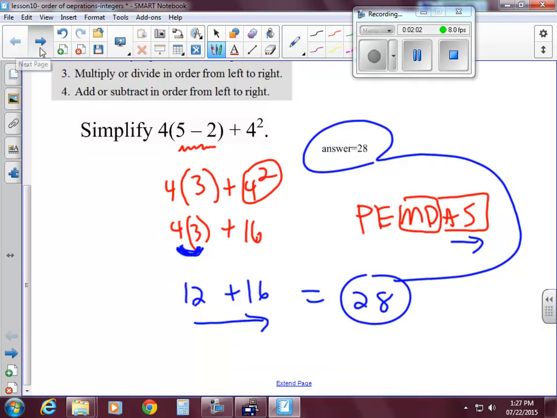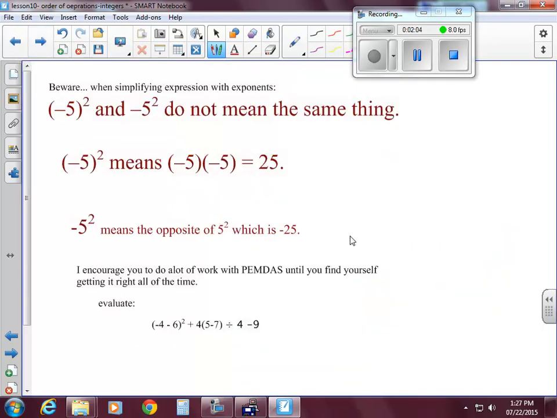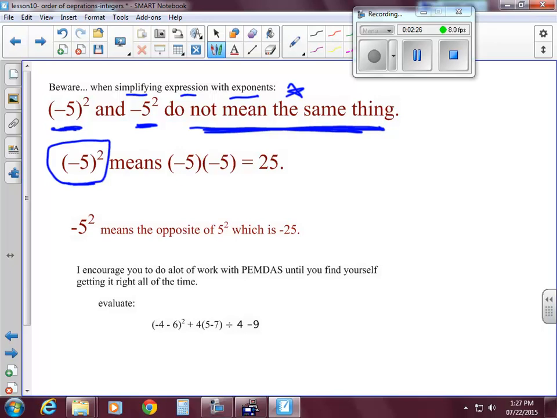Okay, let's try another. You really have to do a lot of practice with order of operations to get good at it. So before we do this one, beware when simplifying expressions with exponents. Beware that negative 5 in parentheses squared and negative 5 squared do not mean the same thing, right? It turns out negative 5 in parentheses squared means negative 5 times negative 5, which is 25.